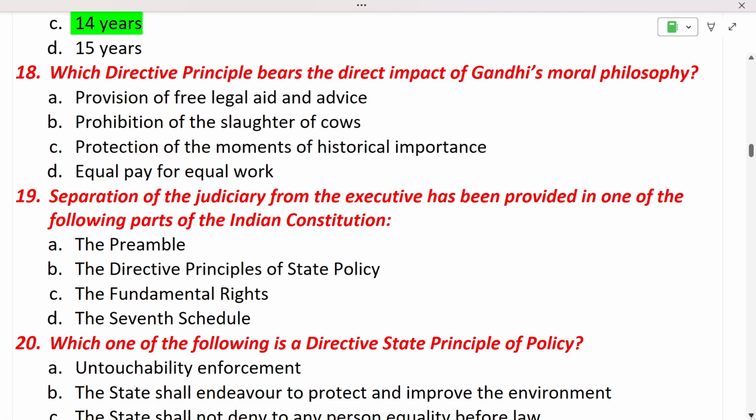Question number 18. Which directive principle bears the direct impact of Gandhi's moral philosophy? Option A, provision of free legal aid and advice. Option B, prohibition of the slaughter of cows. Option C, protection of the monuments of historical importance. Option D, equal pay for equal work. So the answer is B.